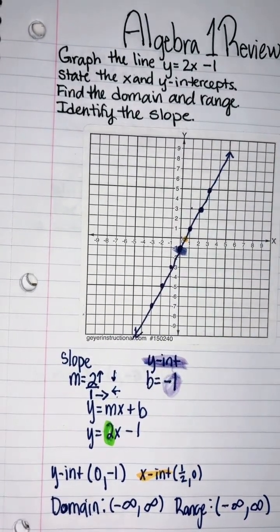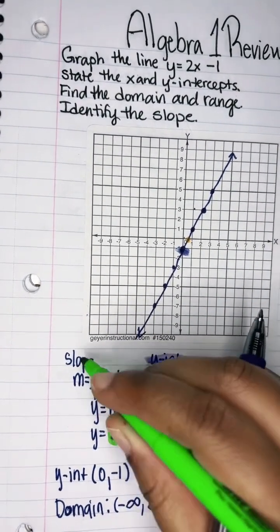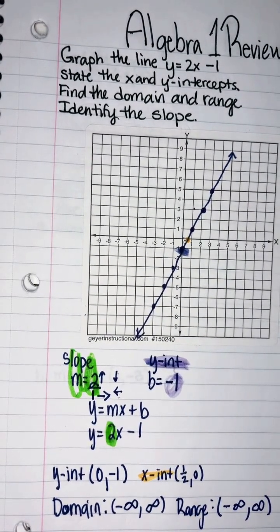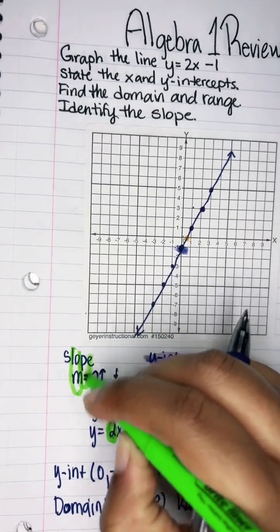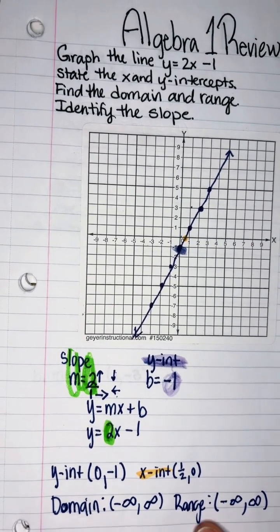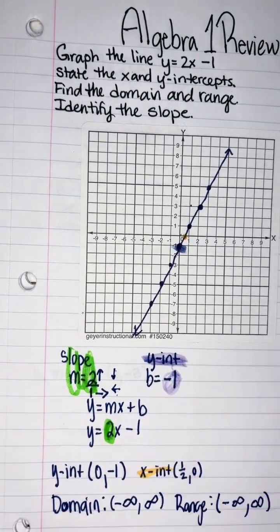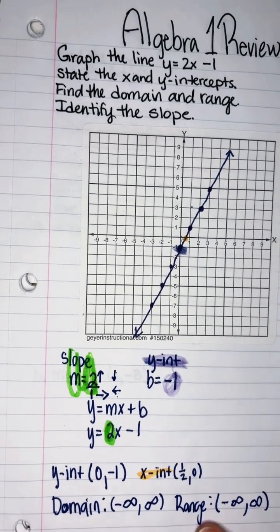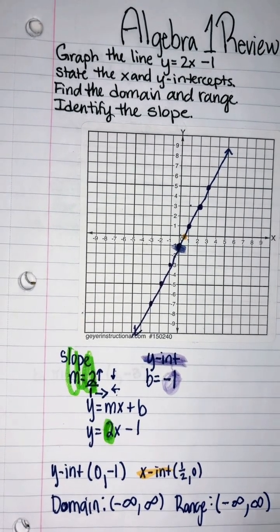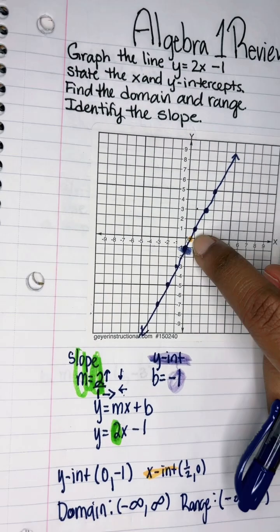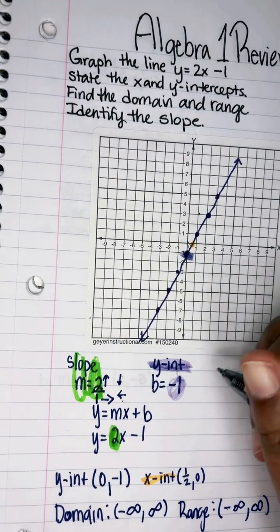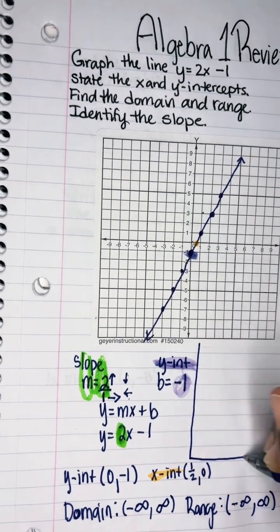And we identified the slope here, which was our m right here. That's our slope. So we talked about domain, range, y-intercept, x-intercept. Let's find the x-intercept by not looking at the graph, because some people have to do that. So I'm going to do that right here, okay?